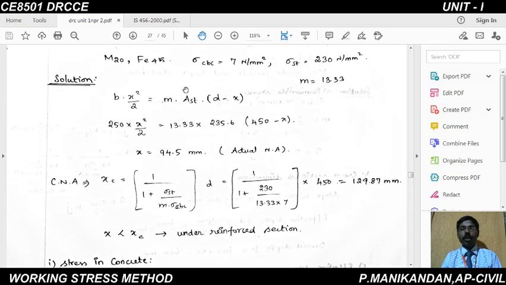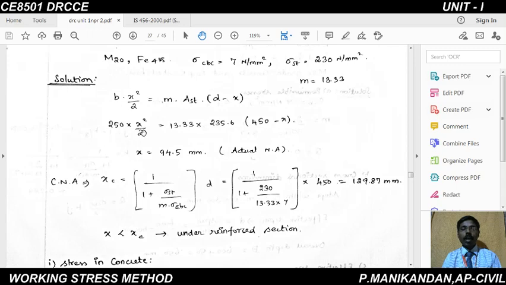So with those known values, we have to find the modular ratio. M is equal to 280 divided by 3 into sigma CBC. So 280 divided by 3 into 7, we get 13.33. Our first step is to find the value of the neutral axis. For that we use the formula B into x square divided by 2 is equal to M into AST into D minus X.